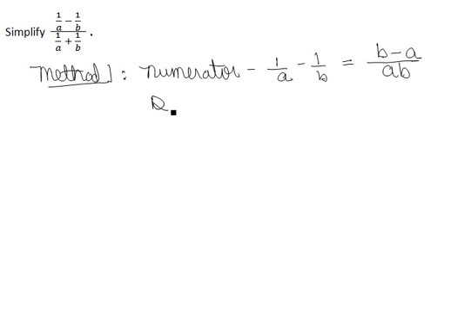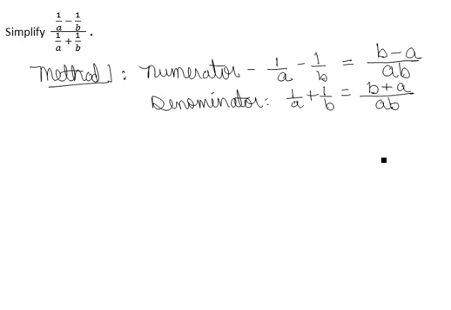Now we'll do the same thing with the denominator. And the denominator here is 1 over a plus 1 over b. Well, using the same approach, we get a common denominator of ab, multiply numerator and denominator of the first fraction by b, multiply numerator and denominator of the second fraction by a, and that becomes the denominator written as a single fraction. So then our original complex fraction can be rewritten.